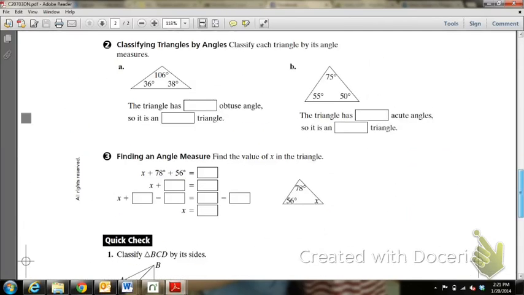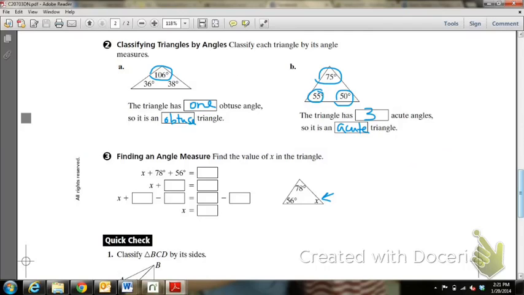Okay, now what if we classify a triangle by its angles? Okay, so now I want to look at the second set of words. So looking at this number jumps out at me. It has 1 obtuse angle, so automatically it's an obtuse triangle. And all 3 of these numbers are less than 90, so it has 3 acute angles, so therefore it's an acute triangle.